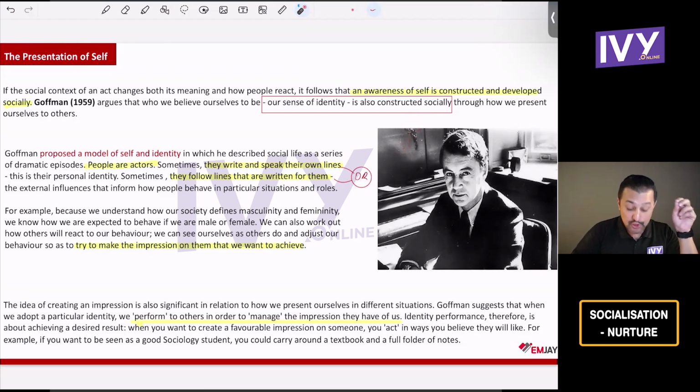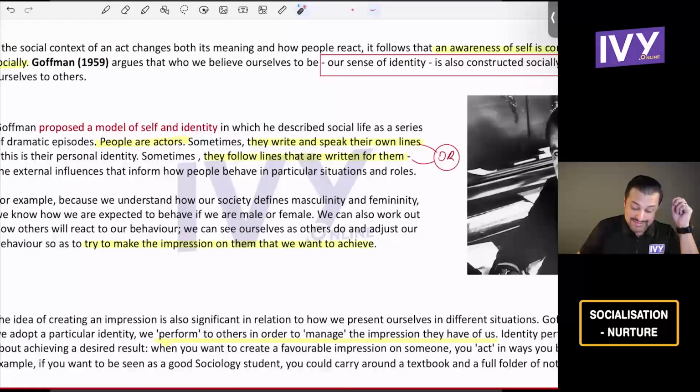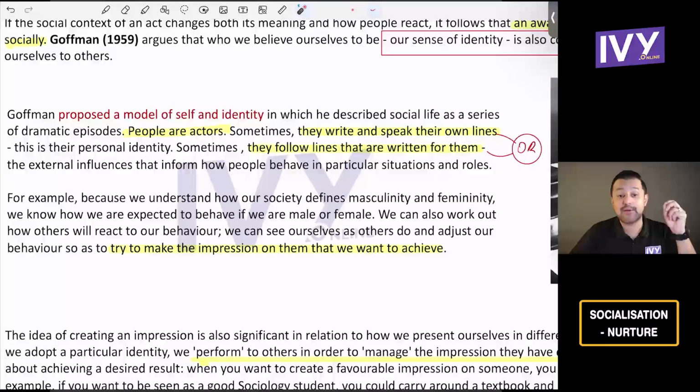So Goffman argued that who we believe ourselves to be, that is a sense of identity, is also constructed socially through how we present ourselves to others. Goffman proposed a model of self and identity in which he described social life as a series of dramatic episodes. This is really interesting. The life we're living is a series of dramatic episodes, according to Goffman.